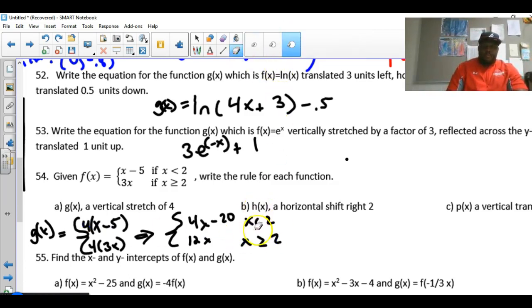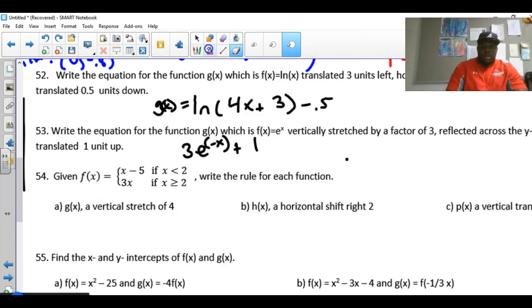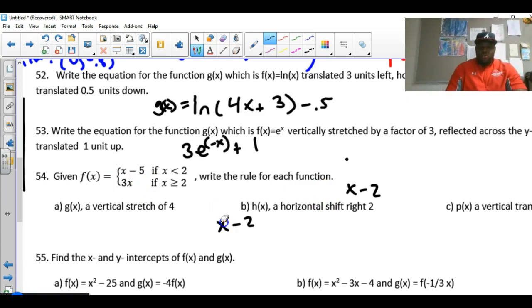Okay, now for B here, we're going to have a horizontal shift right by 2. So remember, x right 2 becomes x minus 2. So we're going to take this one and go x minus 2 minus 5, because you got to go x minus 2. And this one you're going to go 3 times x minus 2. Remember, this is right 2.